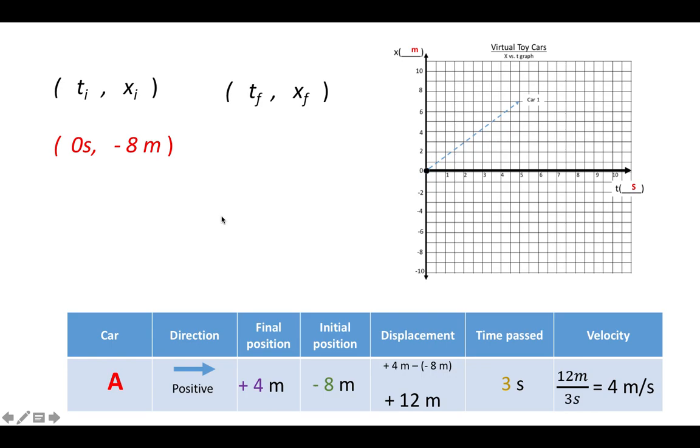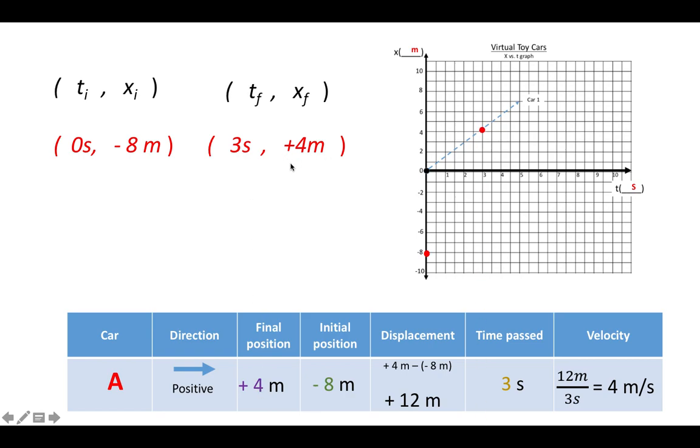You'll be able to make that assumption throughout this page. So if you were graphing car A, then you would start by putting the first point at 0 seconds, -8 meters. So that's what I've done right here. Then the final position in time, we've got the final position at 4 meters, and that occurred 3 seconds later. So that means that TF is 3 seconds, and XF is +4. So that's the next point that we need to graph.